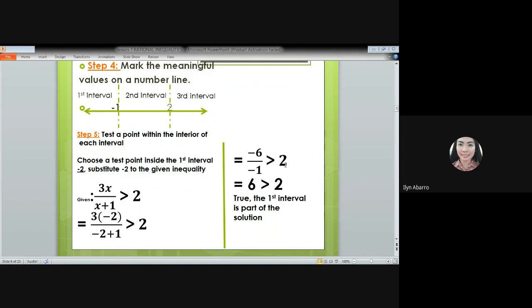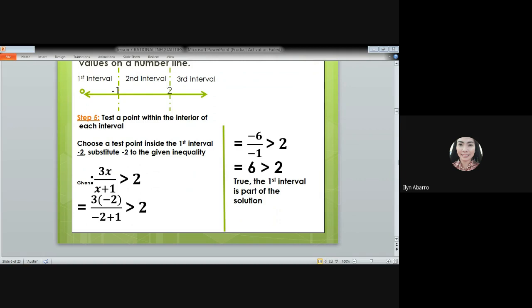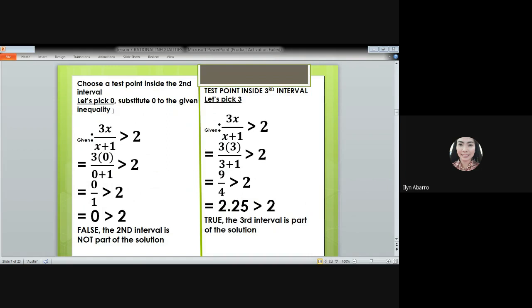Is that greater than 2? So -6 over -1 is +6, greater than 2. Is 6 greater than 2? It's true that 6 is greater than 2. So it means that the first interval is part of the solution. Okay, so let us now pick a number from the second interval. Let's choose 0.